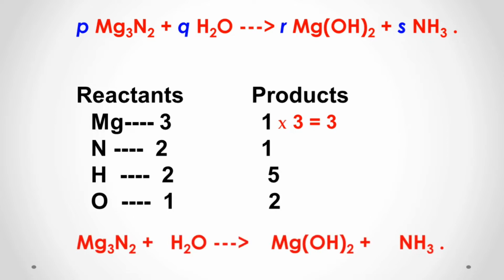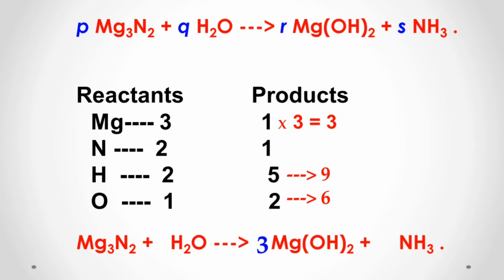Mg3N2 plus H2O gives Mg(OH)2 plus NH3. So it becomes 3 Mg(OH)2. Now, as we put a coefficient for magnesium hydroxide, we have to understand that this number 3 affects the number of oxygen and hydrogen present in the product. So the number of oxygen now changes to 2 into 3, 6. That is, the number of oxygen atoms changes to 6 and the number of hydrogen atoms changes to 9.